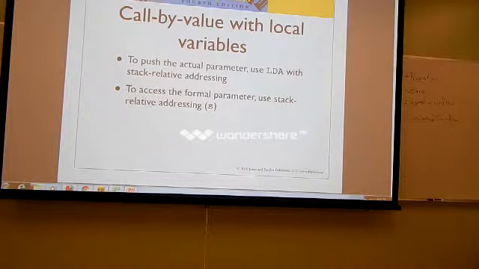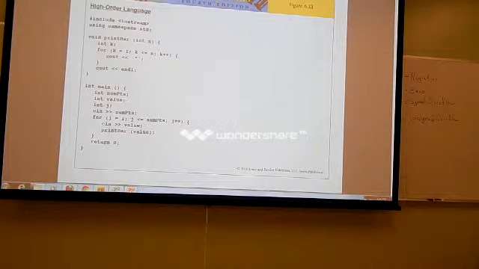All right, so we talked a little, so basically what we saw with the passing, in this case, of how many stars we want to take, that was call by value. And again, it's using stack relative to get that off of the stack and put into that local variable.